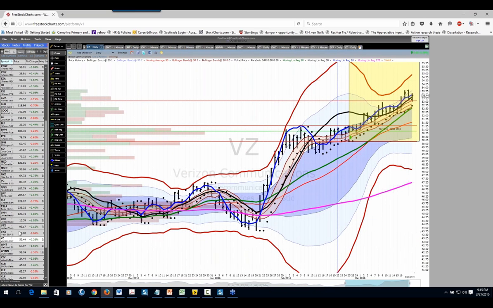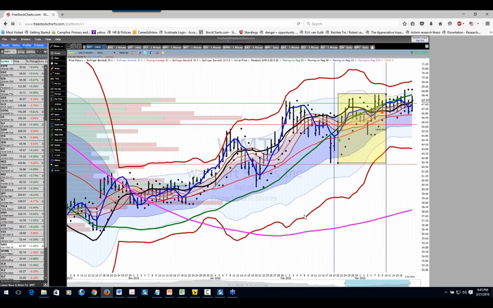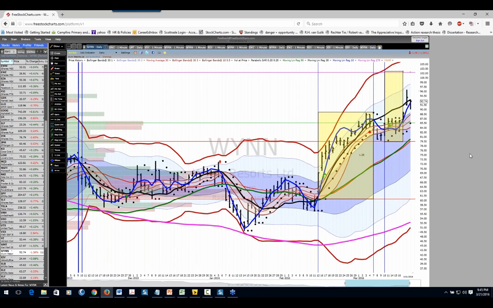Verizon, continuing to march. We're going to tighten up our stop. Walmart, entry was here. It's still kind of dead money. No, I'm sorry. We took our exit here, and we're just stalking this. We're out of Walmart. My bad. Missed my arrow. Win. This was that first one and cashed.